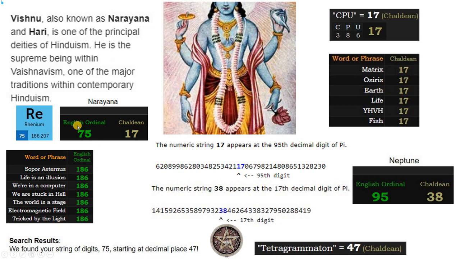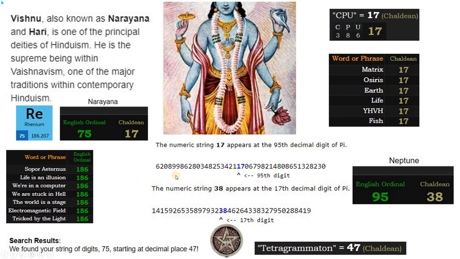75 matches these expressions in English ordinal. Who is the computer? And the answer was the master of the game and the Saturn Moon matrix. So here it is interesting to see that we have the computer twice in this decode, and the computer indeed appears as the master of the game. 75 can be found at the 47th digit of pi, matching the number of the Tetragrammaton, confirming the link that we had with Vishnu.